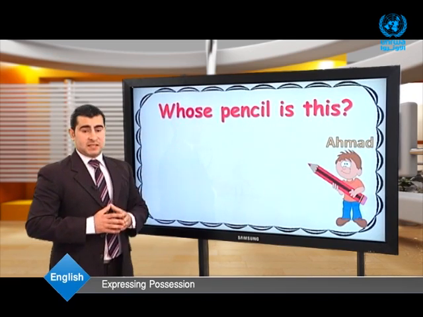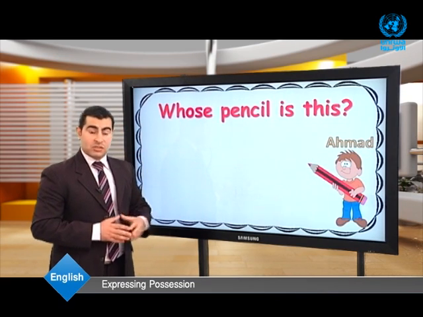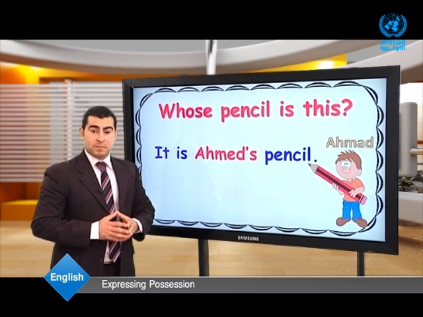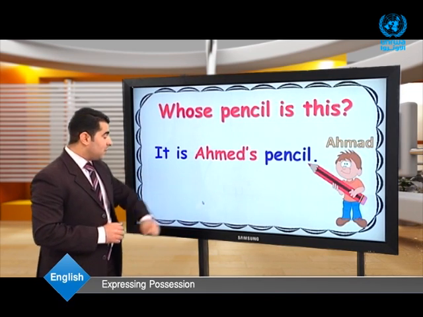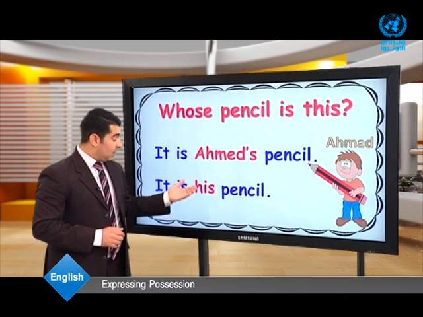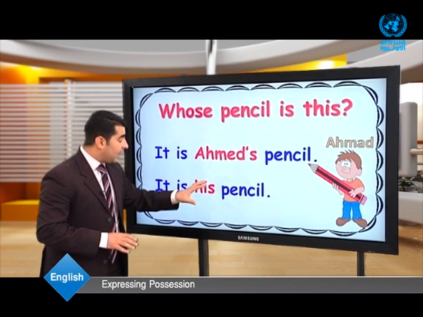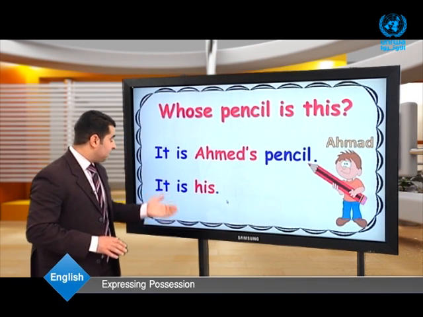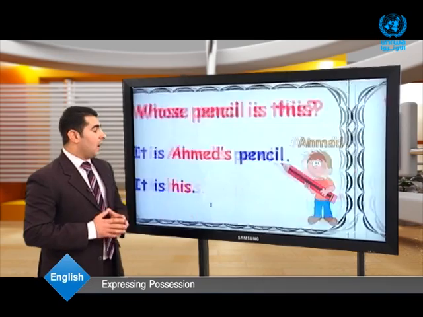Whose pencil is this? We have a boy called Ahmed holding a pencil. So, it is Ahmed's pencil. Now, we will show the possession in a different way. We will say it is his pencil. His refers to Ahmed. Now, as we learned, we can delete the word pencil and the sentence becomes it is his. Another one.